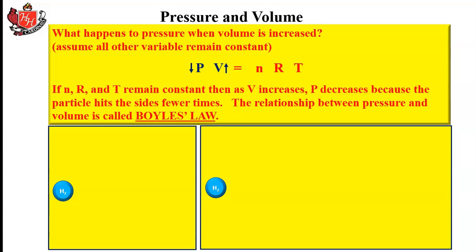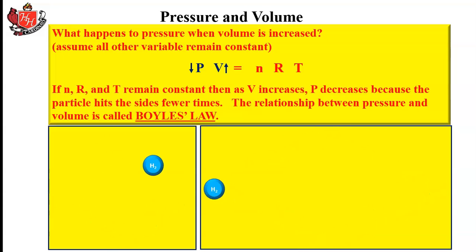So if N, R, and T remain constant, then as V increases, P decreases because the particles hit the sides fewer times. So let's see. The particles on the left both have the same temperature, so that means they're going to be moving at the same speed. So if I now start this particle over on the right, it's moving the same speed as the particle on the left. But you'll notice the particle on the left is hitting the container's sides more times.